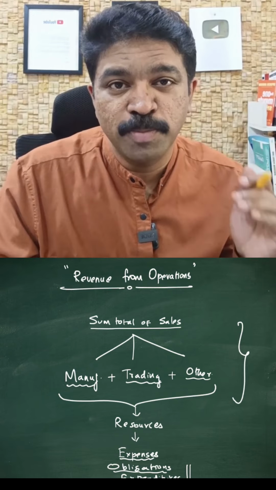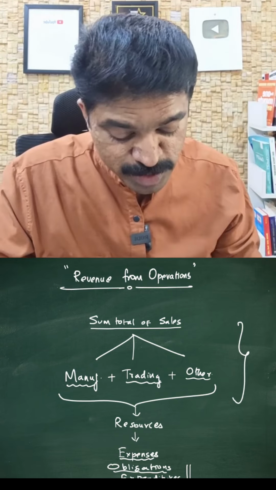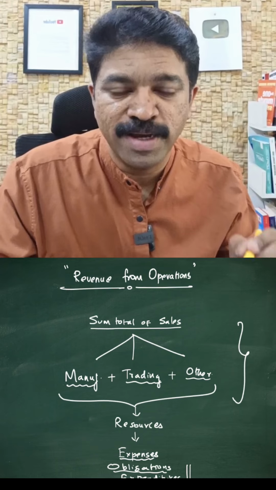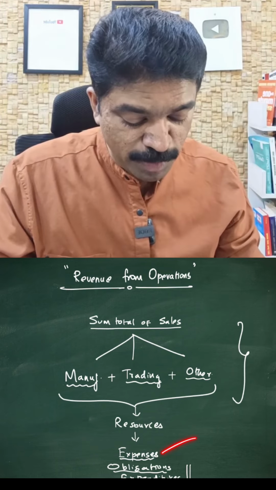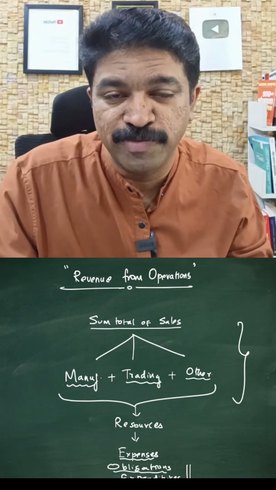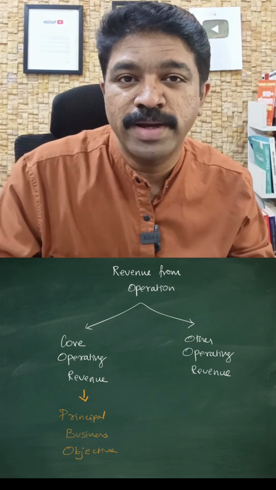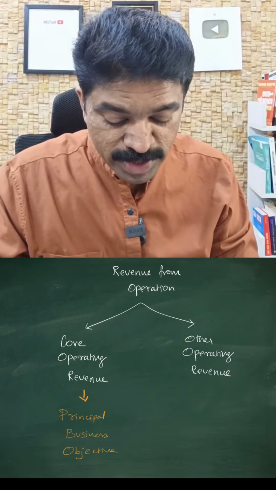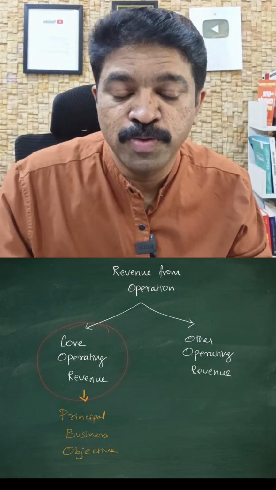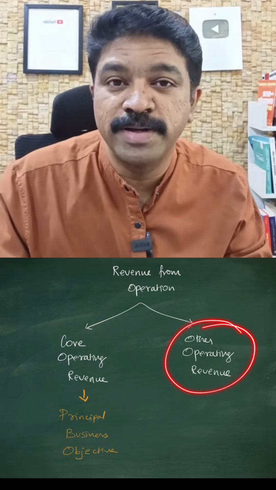This is very important because this is only going to generate resources for that entity so that they can meet their expenses, obligations, expenditures, everything. And this revenue from operations can be divided into two categories. One is core operating revenue and the other one is other operating revenue.